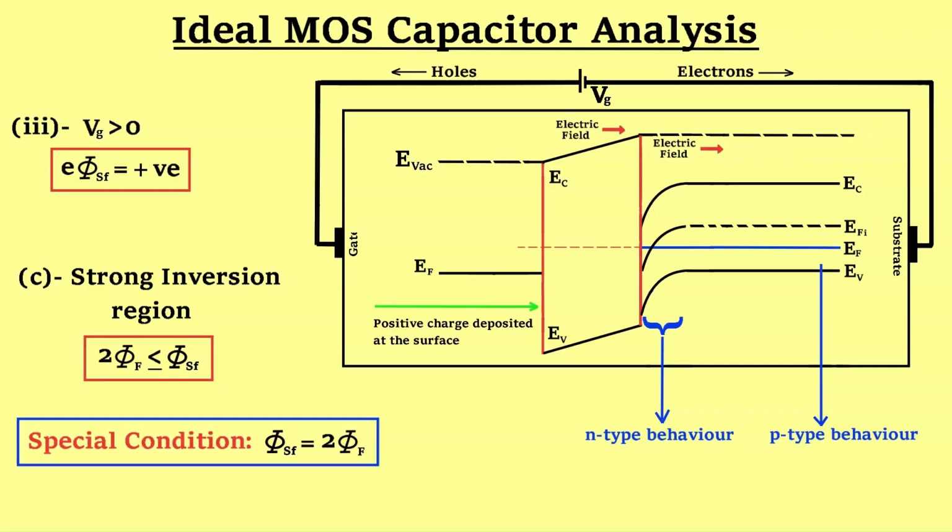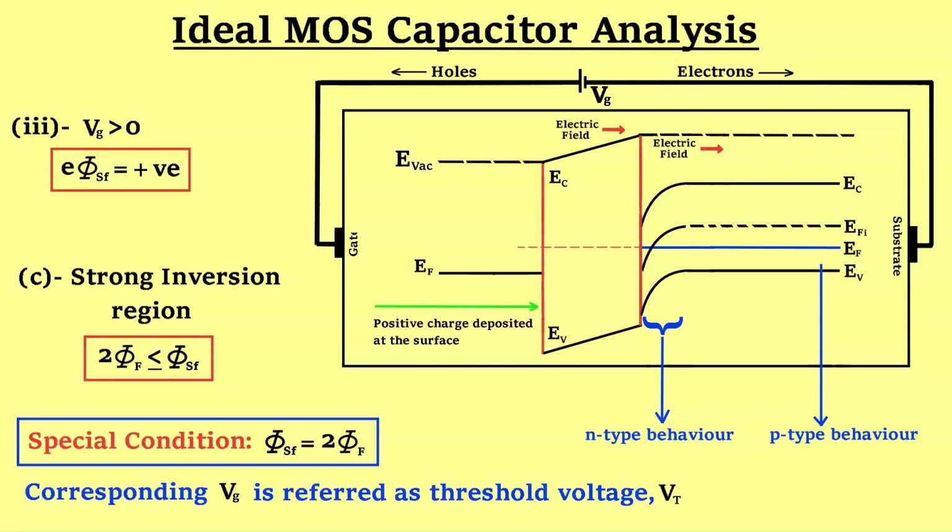One special condition is when the surface potential is equal to 2 times of Fermi potential. The external voltage corresponding to this condition is specifically called threshold voltage. This is the most important parameter in the whole chapter. If you understand what is threshold voltage and you can recall the formula for threshold voltage for P-type and N-type MOS capacitor for both ideal and non-ideal cases, then only you should proceed to the next unit, which is MOSFET.